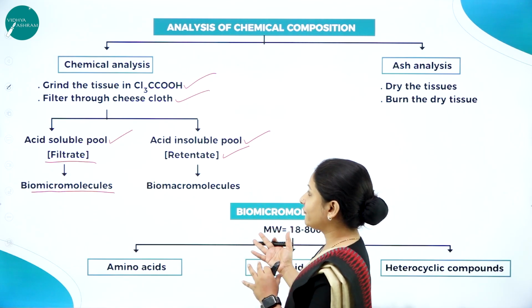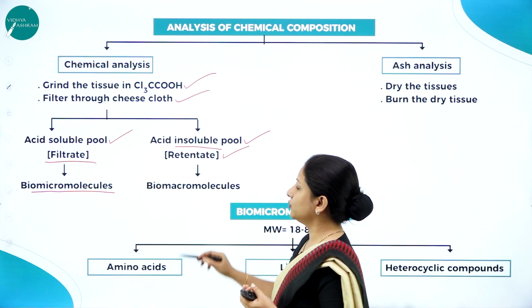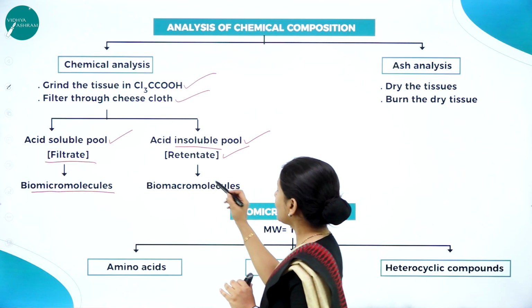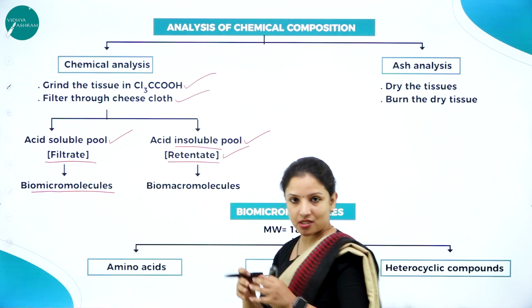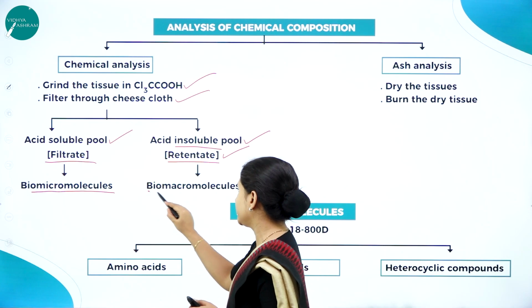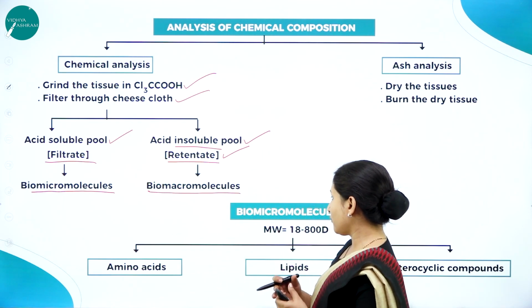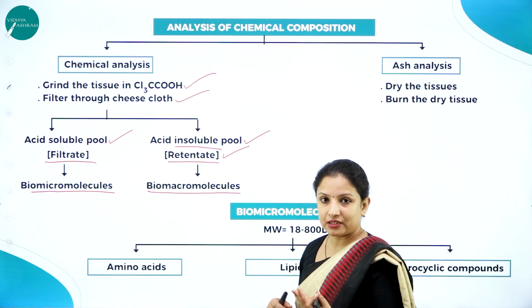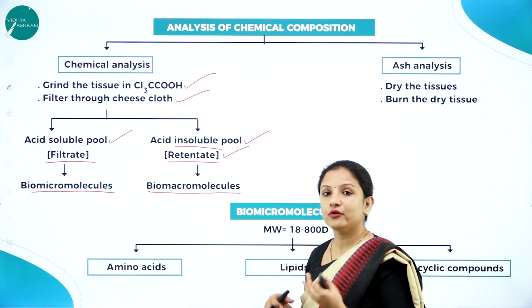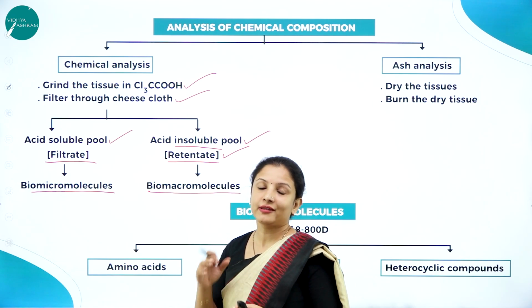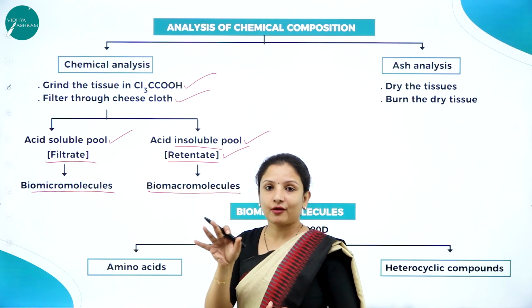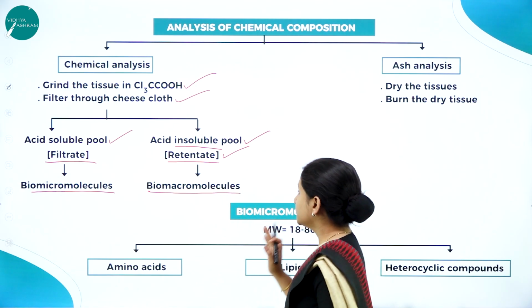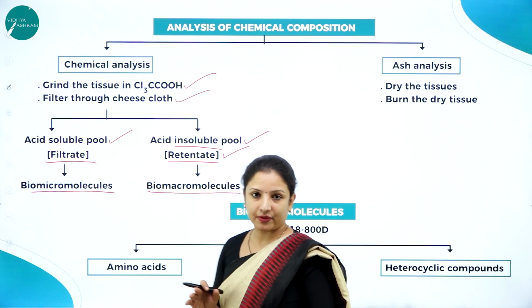Now, whatever is left over in the acid insoluble pool, in the cheesecloth, we call the retentate, and that retentate consists of biomacromolecules. These biomacromolecules are larger in size, more than 10,000 Dalton. Therefore they cannot pass through the cheesecloth and remain in the cheesecloth as retentate itself. Each of these we will study separately later.